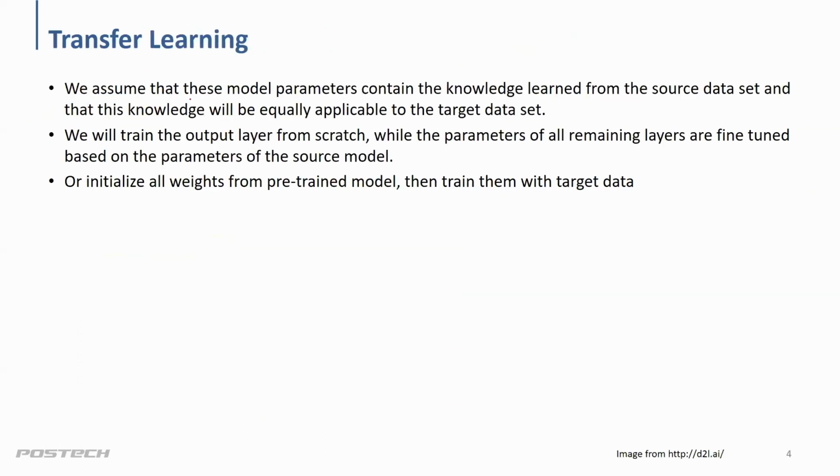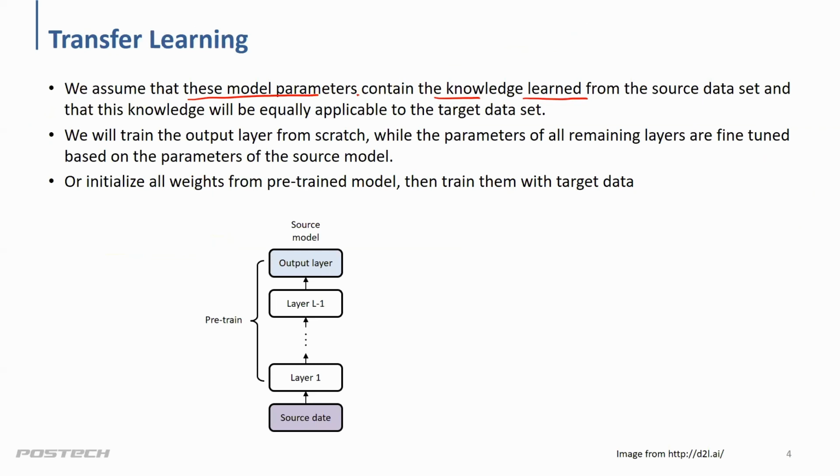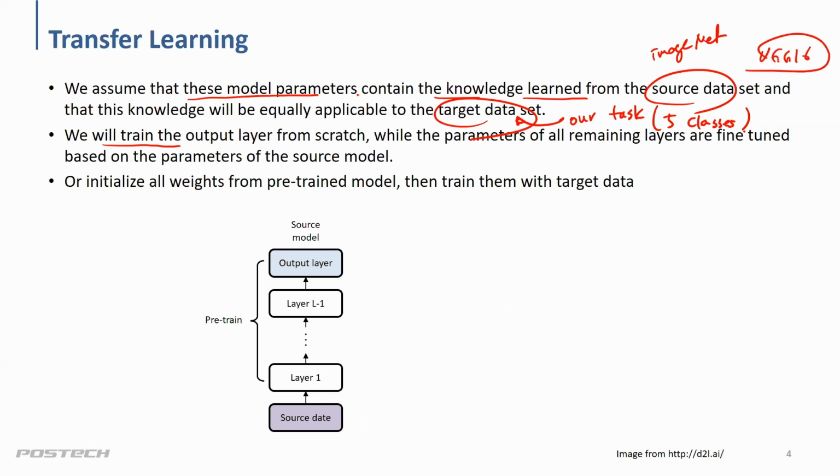So we're going to assume that these model parameters contain knowledge transferred from, let me see this one, a source data set. There's a source data set and there's a target data set. You can think of this as the data set in ImageNet probably, and this is our problem, our task. In that case, we have 5 classes. So in the typical way, we train the models. In VGGNet, 16 or 19, whatever, they have data, and this will be the source model.